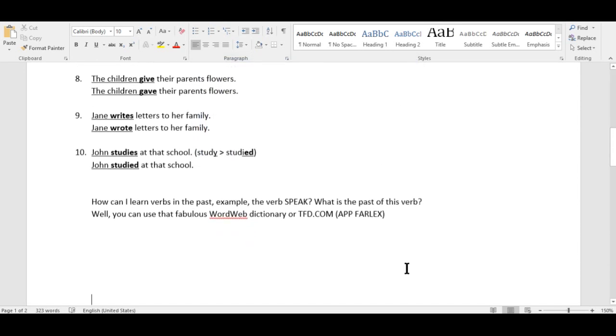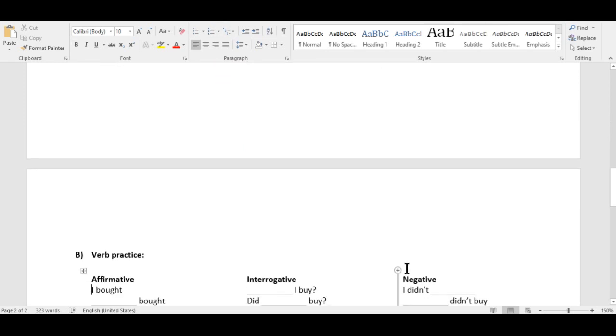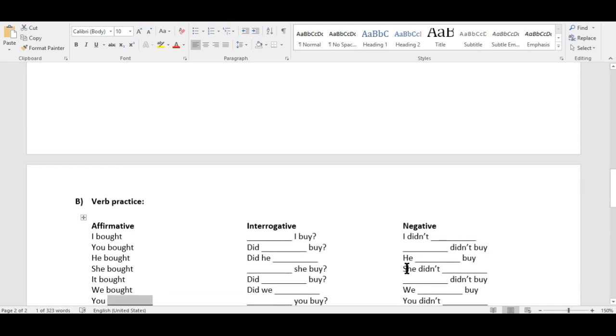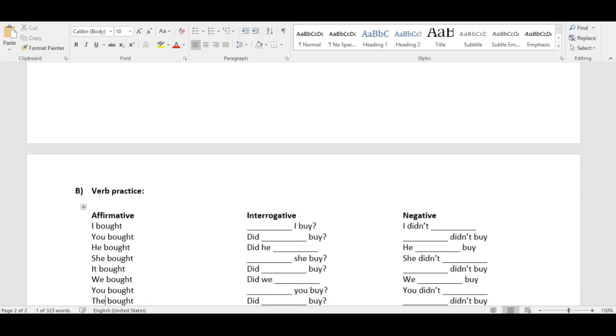What's next now? We're going to have some verb conjugation. I bought, just follow the pattern. I bought, you bought, he bought, she bought, it bought, we bought, you bought, and they bought. Very simple. Remember, he, she, it: he bought, she bought, it bought. It's not bought with an S, forget that.